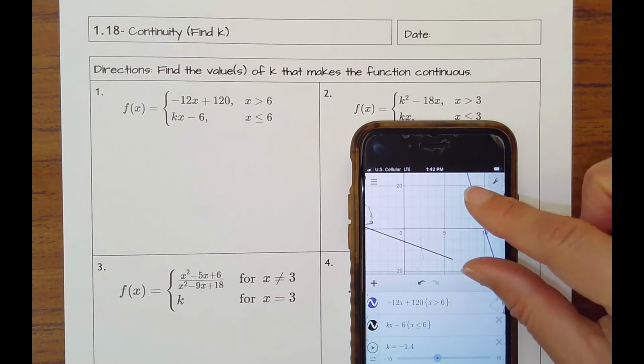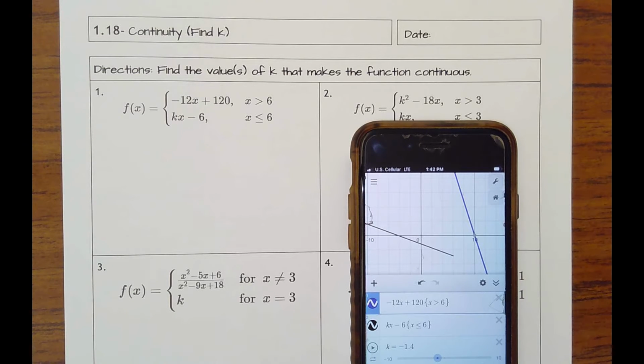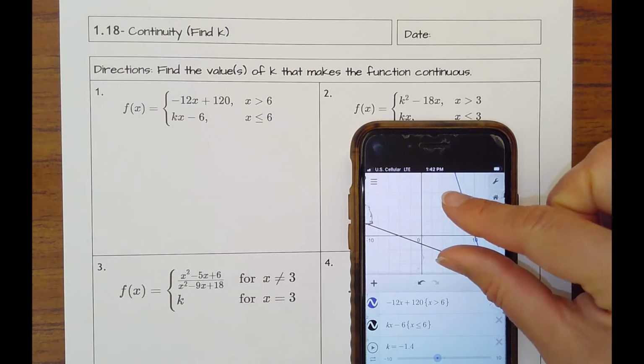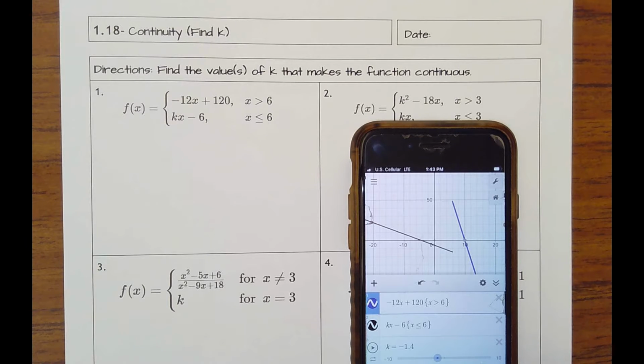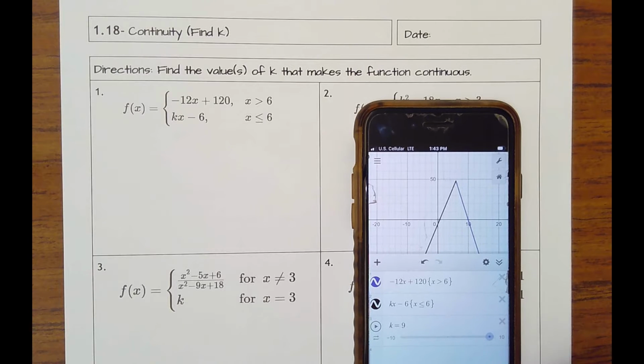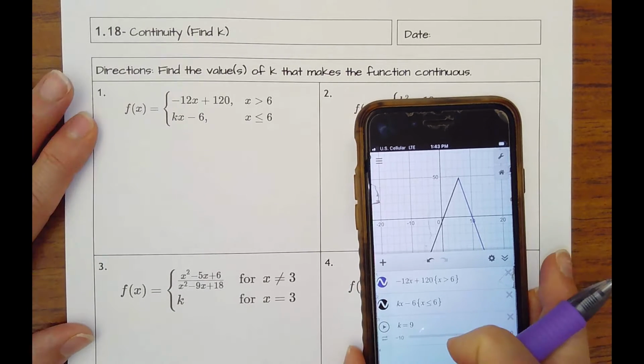Our job is to try to figure out what k could be, or what it would have to be to make this graph continuous. What's kind of neat is on Desmos you can use a slider button and you can see what changing k does to our function. So it's like a game. We want to get our pieces to match. Somewhere in there. Okay, it looks like it's saying that it would be a 9. Let's check how to do that mathematically.